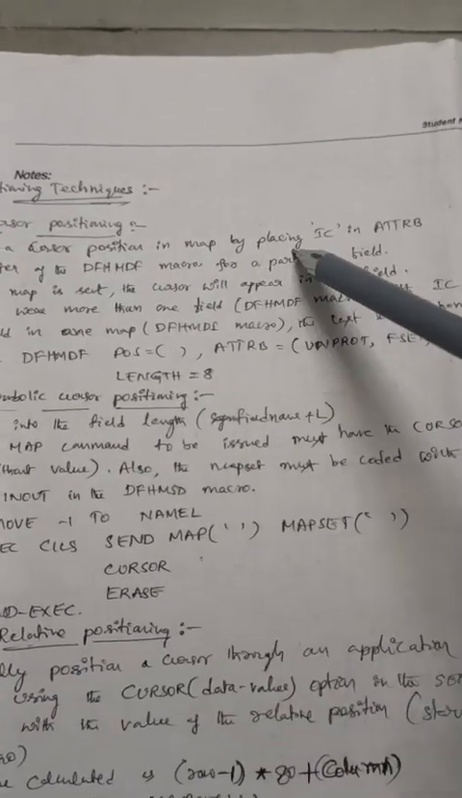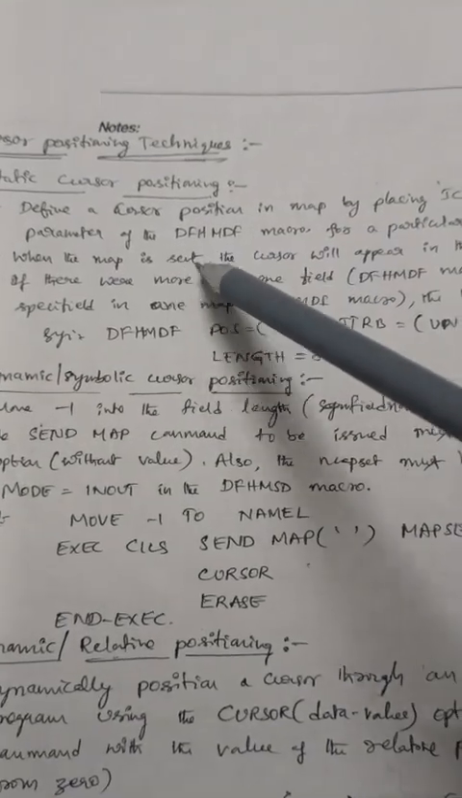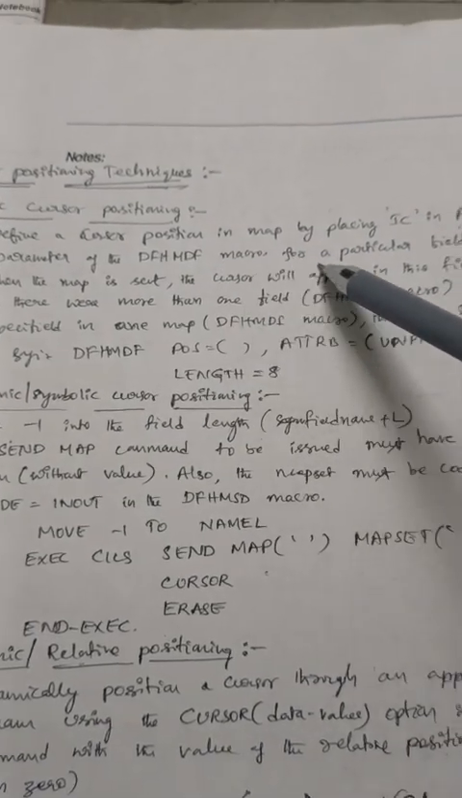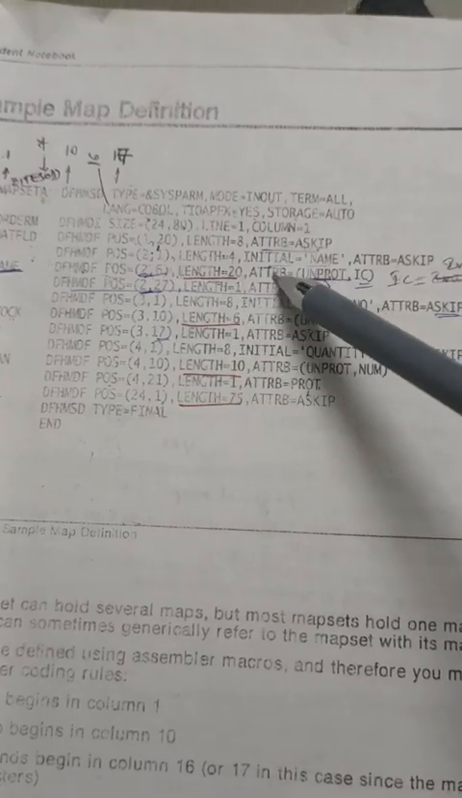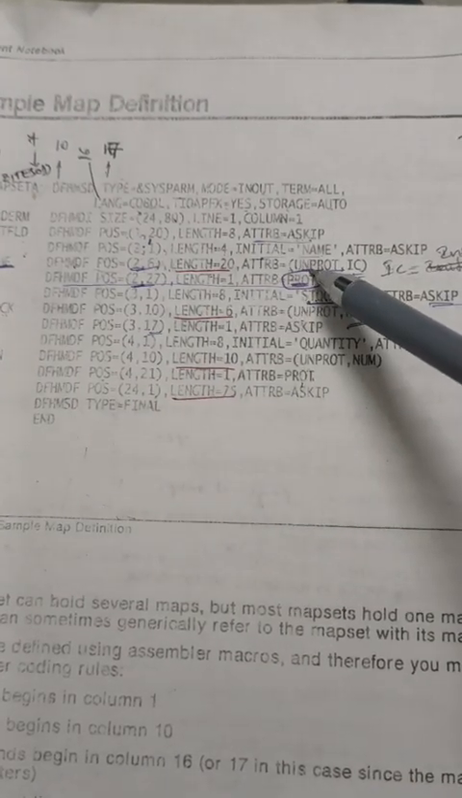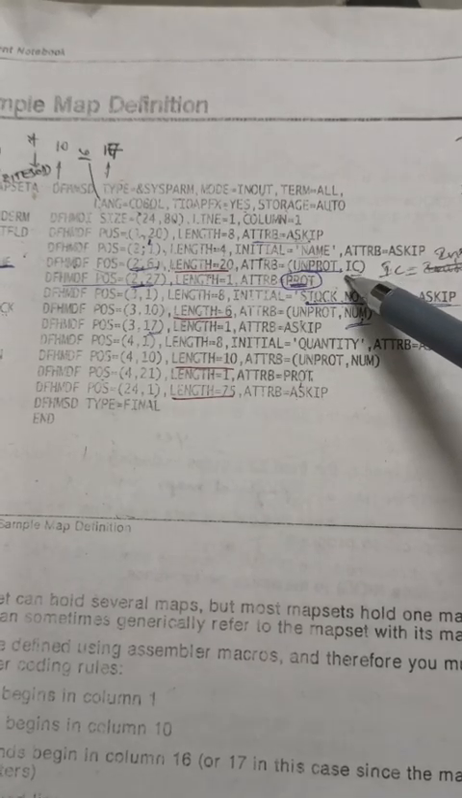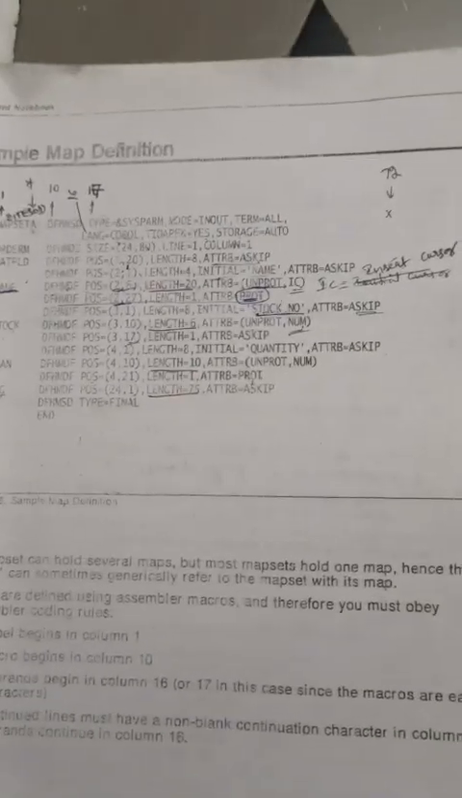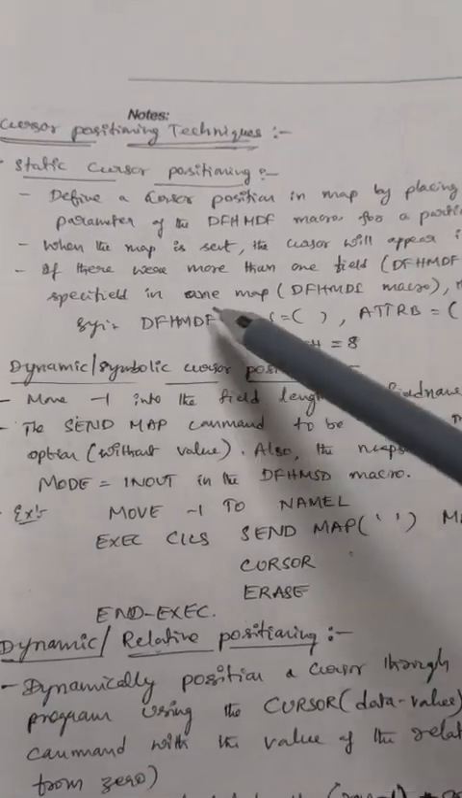Define a cursor positioning in the map field, and I see the IC parameter in the attribute field position on the DFHMDF macro for the particular field. Yesterday, in the physical map set, we defined a DFHMDF parameter in the attribute field, and we have to mention the IC parameter here. So directly we can set the cursor using this macro in the physical map set. That's why it is static cursor positioning.